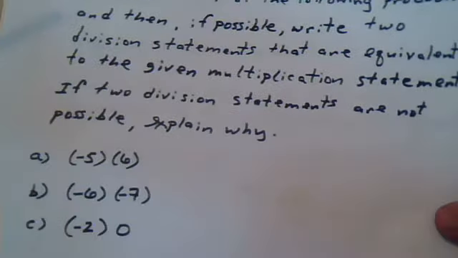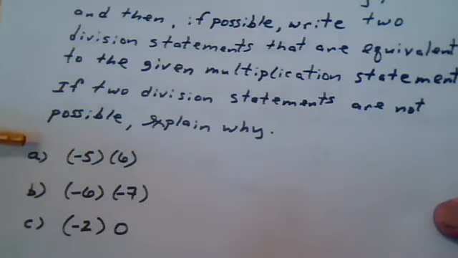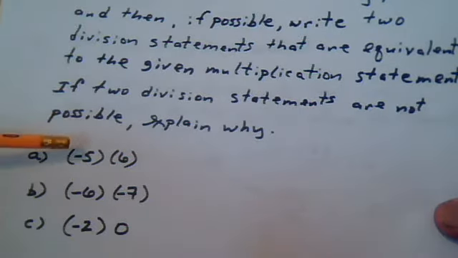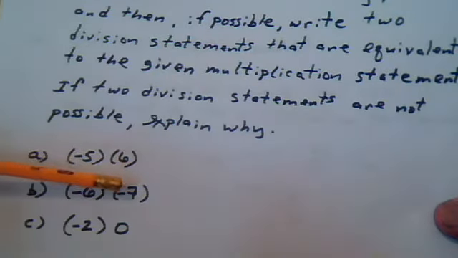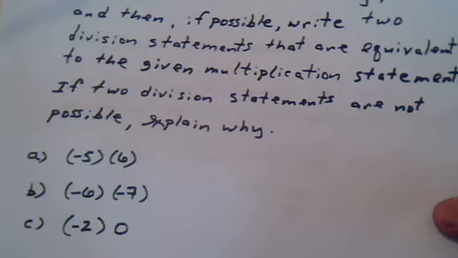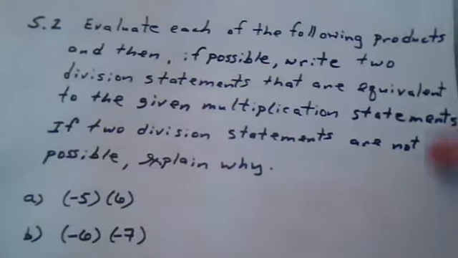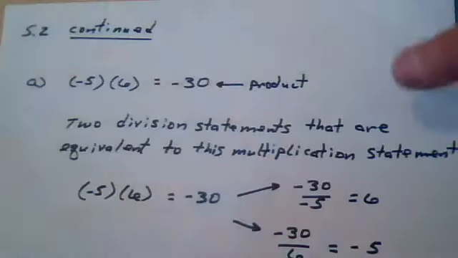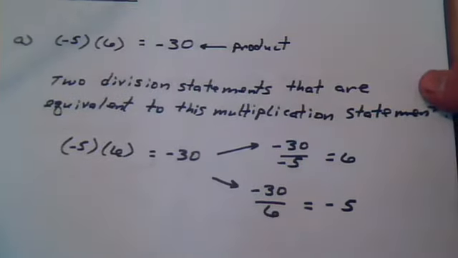The evaluate part is just multiply the numbers up. So you evaluate A by doing -5 times 6, B -6 times -7, and C -2 times 0. That's evaluating. So each one of these is going to give you a product. So the first part is evaluate the multiplication statement.